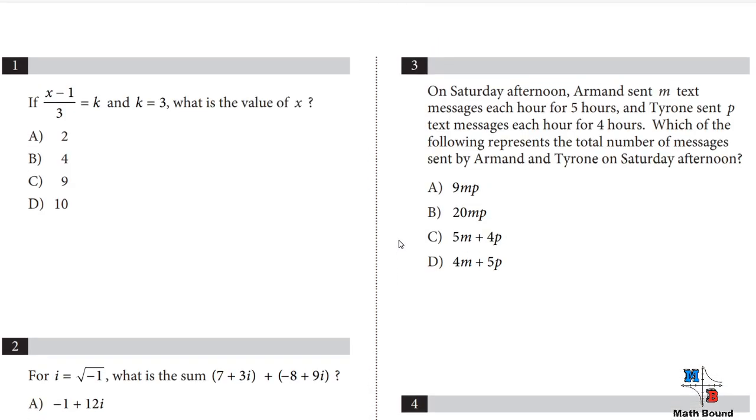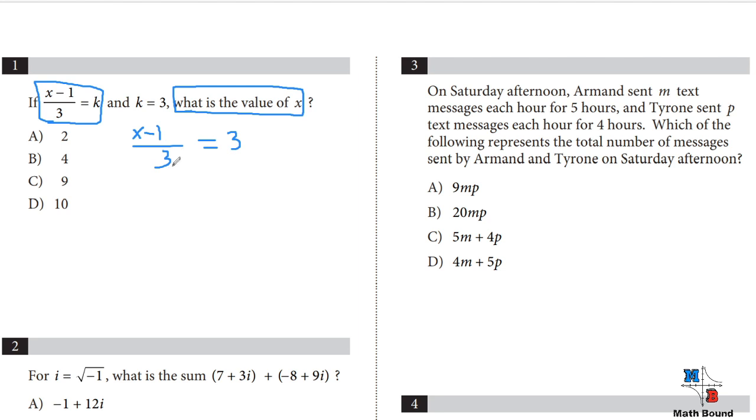Let's take a look at the first question. This question is telling us that we have an equation: x minus 1 divided by 3 equals k, and k equals 3. What is the value of x? We're supposed to find what x is, so we need to undo what this expression is telling us. To x, we subtract 1, then divide by 3 to get k. We know that k equals 3, so x minus 1 over 3 should be equal to 3.